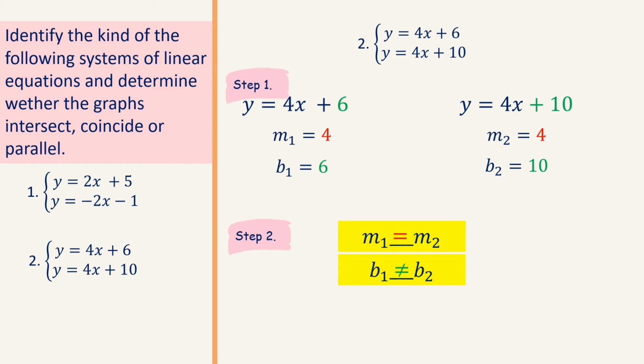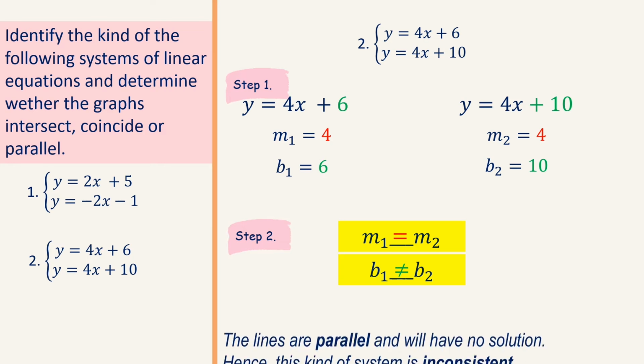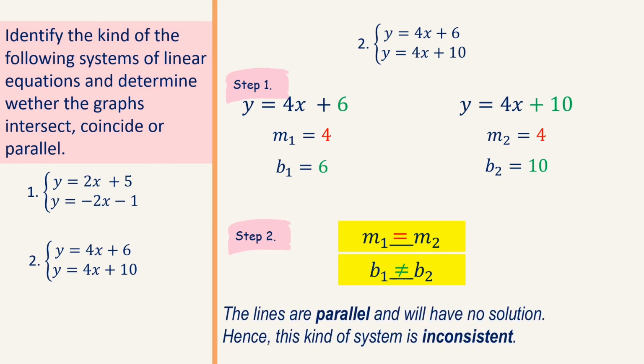Since the slopes are equal, but the y-intercepts are unequal, this means that the system is inconsistent. The lines are parallel and will have no solution.